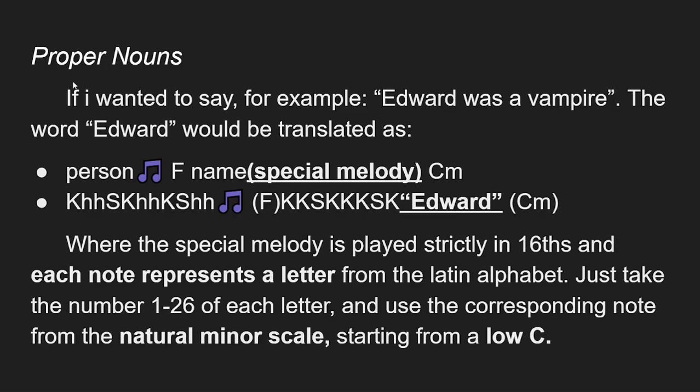To represent proper nouns, for example, in the translation the word Edward will be translated as person, melody, F, name, then a special melody, then C minor. So this first melody is just a reference indicator, but this other melody is actually what represents the word Edward.